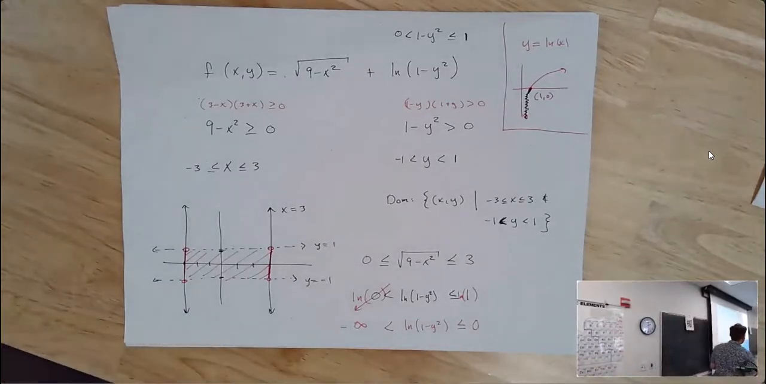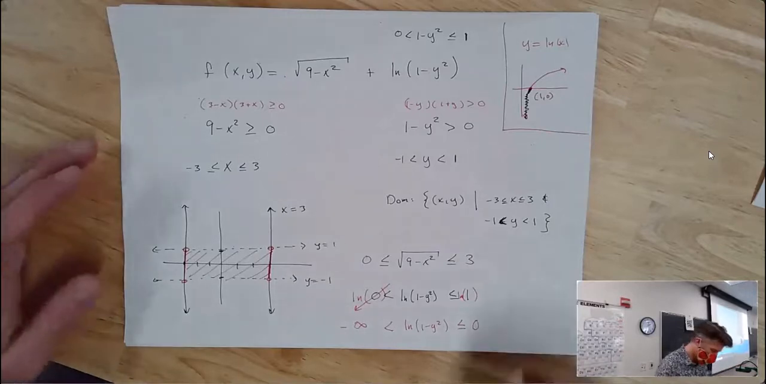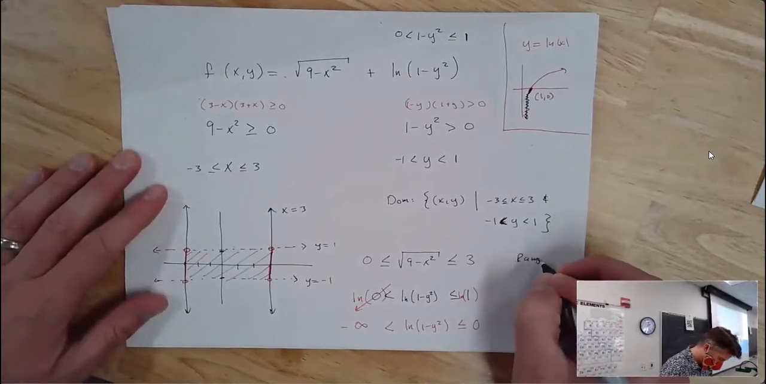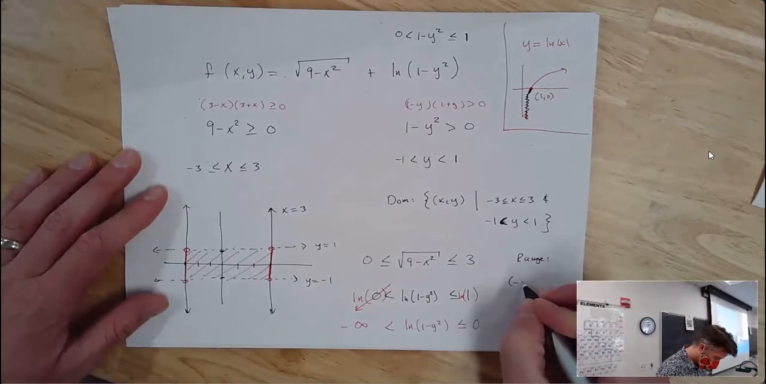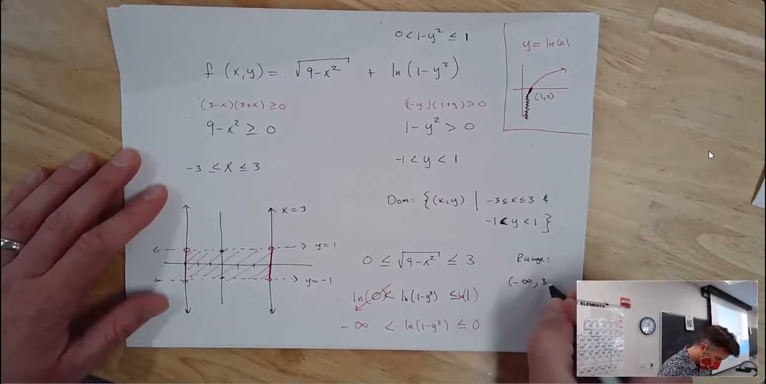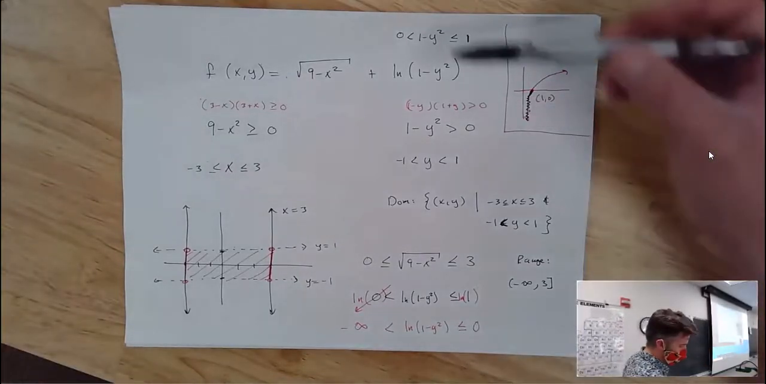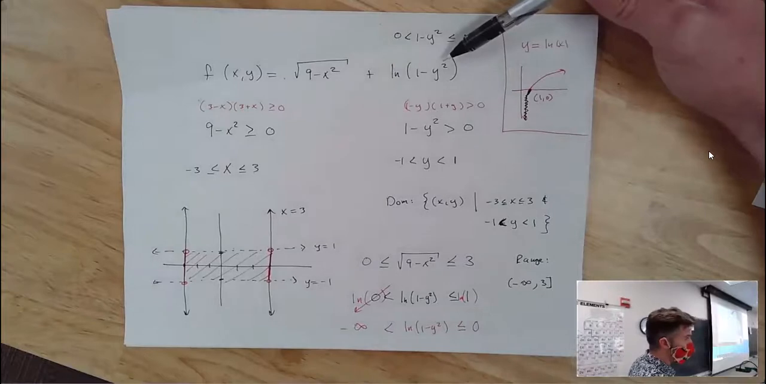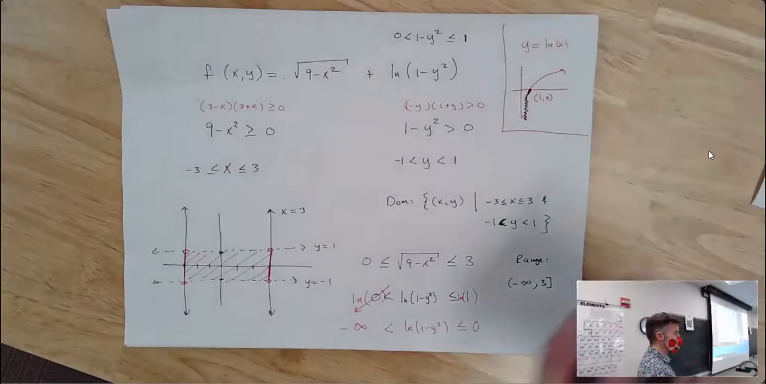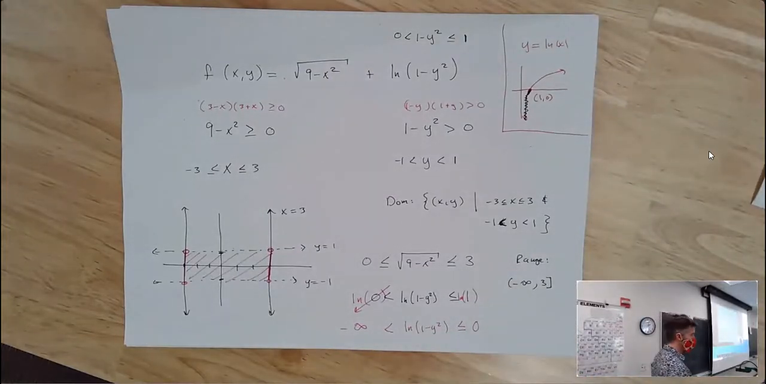If we add these two things together, well, it's got to be less than or equal to 3 plus 0 and bigger than or equal to 0 plus negative infinity. So it looks like we could justify that our range is everything from negative infinity up to positive 3. You could totally get positive 3 by setting x equal to 0 and y equal to 0. And you could totally get anything less than that by letting x and y be different values.